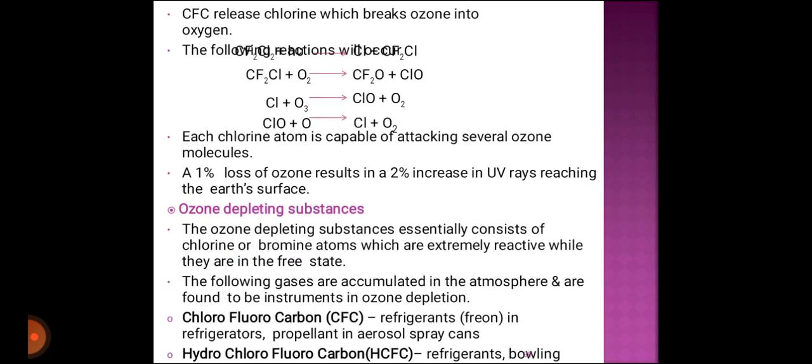The ozone depleting substances essentially consist of chlorine or bromine atoms, which are extremely reactive while they are in the free state. The following gases accumulate in the atmosphere and are found to be instrumental in ozone depletion. Chlorofluorocarbons, used as refrigerants and propellants in aerosol spray cans. Hydrochlorofluorocarbons are other ozone depleting chemicals. Then bromofluorocarbons, halons, used in fire extinguishers. Certain halogen compounds are potential ozone destroyers up to 10 times more powerful than CFCs.